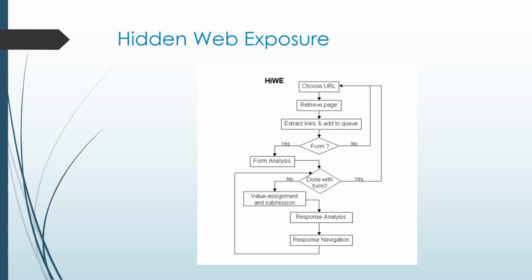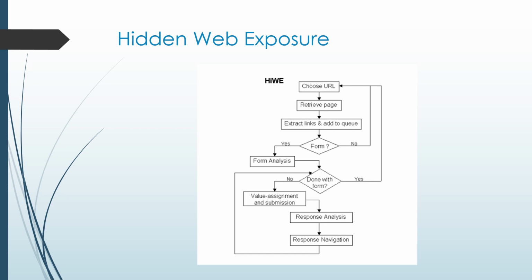The basic actions of a hidden web crawler, such as Hidden Web Exposure, are similar to other traditional crawlers. It starts with choosing the URL, retrieving the pages, extracting the links, and adding them to the queue. If the extracted link is in the format of forms, it performs form analysis. In the form analysis, it parses and processes the form to build an internal representation. If it is not a form, then it goes to the URL selection again.